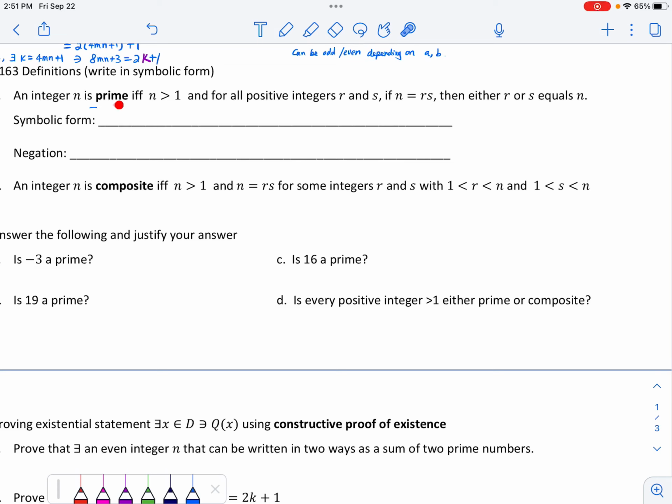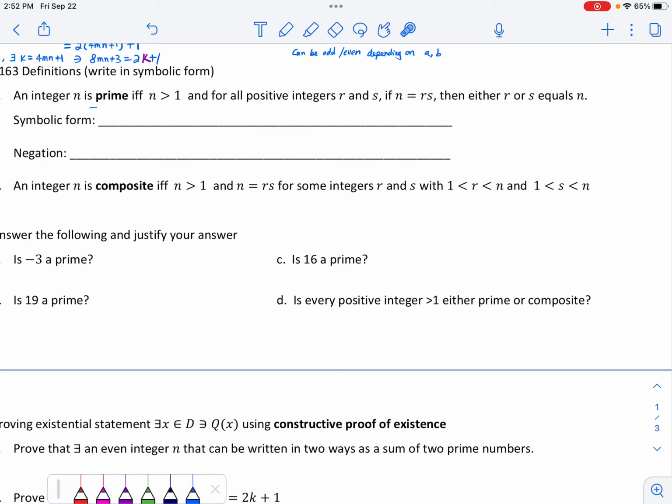We now introduce prime numbers. To define a prime number, first of all, prime numbers have to be greater than 1. So that's the first part of the definition. We are going to consider integer n to be a number greater than 1 first, okay? Greater than 1. Now, how do we define prime?